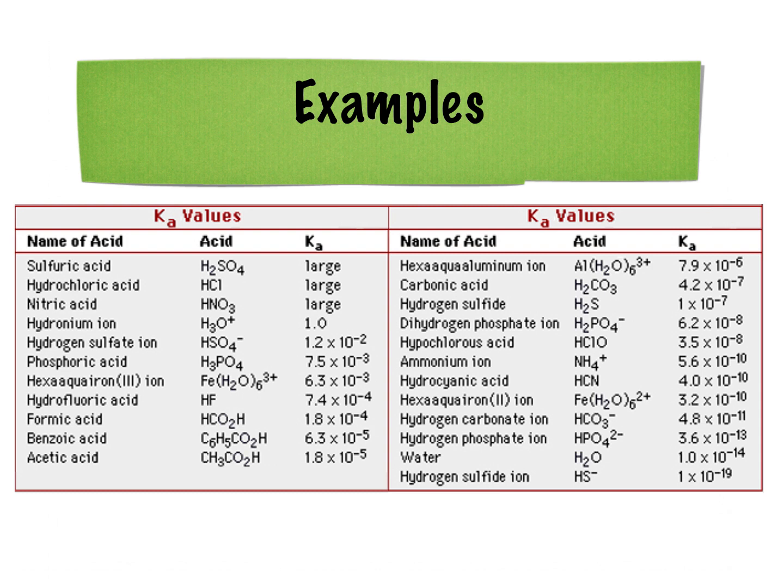I did want to point out here, sulfuric acid has a very large Ka value. That's H2SO4. But if you look just a little bit further down, you can see the HSO4-.